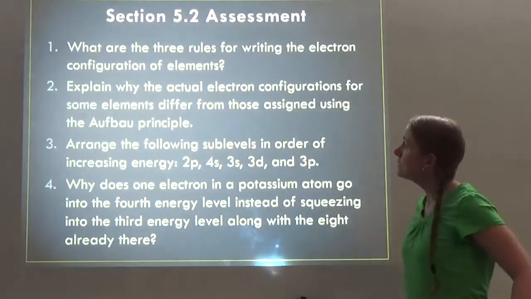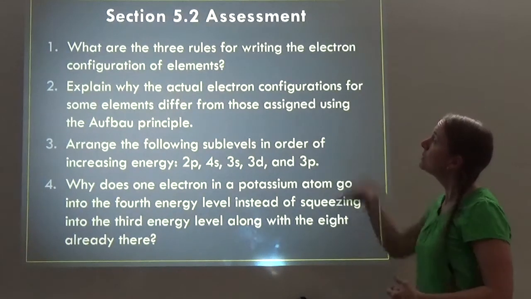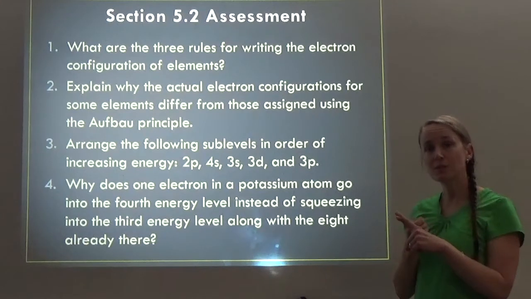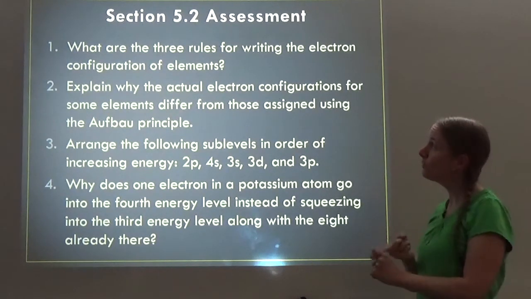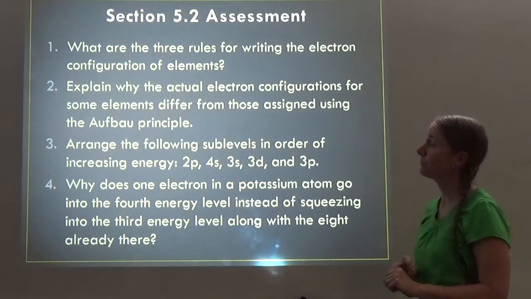All right, so section assessment. If it's just verbal, like I said, I'm just going to say it and move on. So what are the 3 rules for writing electron configuration of elements? Aufbau's principle, Pauli exclusion principle, and Hund's rule.